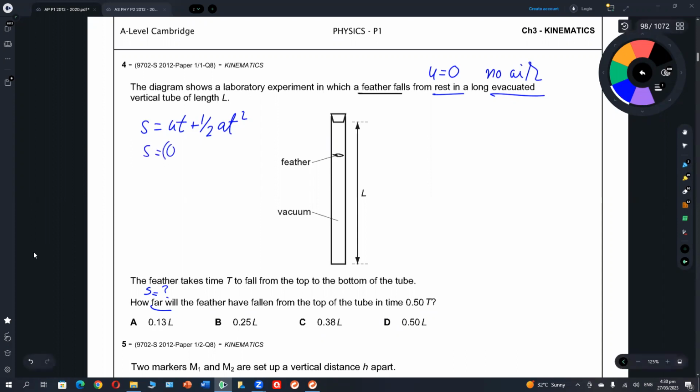What about u? Initial velocity. What should I put for u? Initially it will be 0. Yes. What should I put in place of a? 9.81. You can put 9.81, or you can remember and put the calculation part. S is equal to half g t square. He's giving a time of 0.50 t.